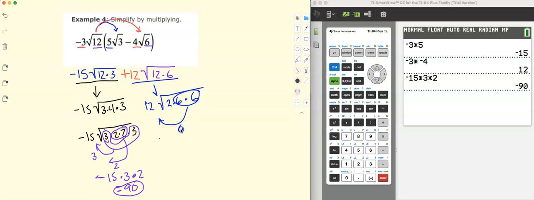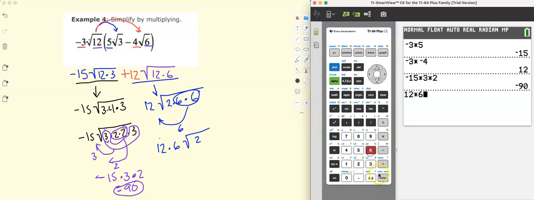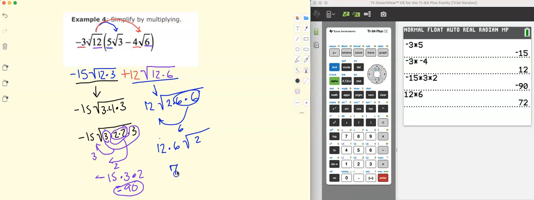When you pull the 6 out, you get 12 times 6 times the square root of 2, because that 2 stays in there. If I don't know what 12 times 6 is, I just come to my calculator, plug that in, and you get 72 times the square root of 2. You cannot forget, because all I did was work them separately, but the whole time they're still being added together. Regardless of the work that I do, these two are still being added together.